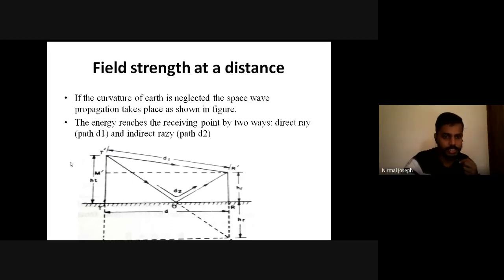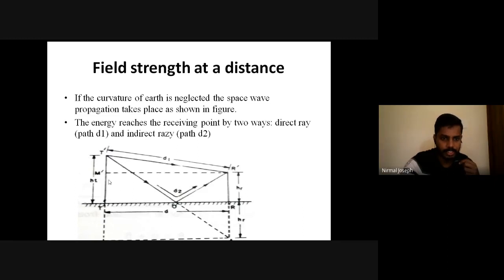Here you see HT is the height of the transmitter and HR is the height of the receiver. Both are different; transmitter and receiver heights are different. It's a general case. So here, M dash T dash, what is M dash T dash? It will be HT minus HR, or height of transmitter minus height of receiver.